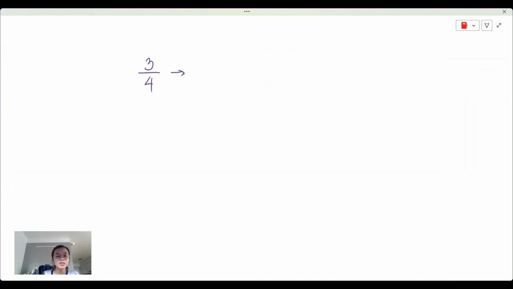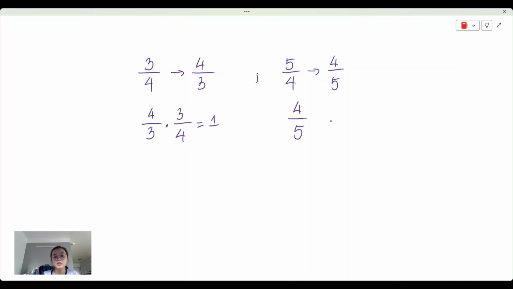Okay, one interpretation of reciprocal: when we take that number and multiply it with the original number, you get 1. For example, if we have 4/3 multiplied by 3/4, you get 1. Or you take 4/5 multiplied by 5/4, we get 1.